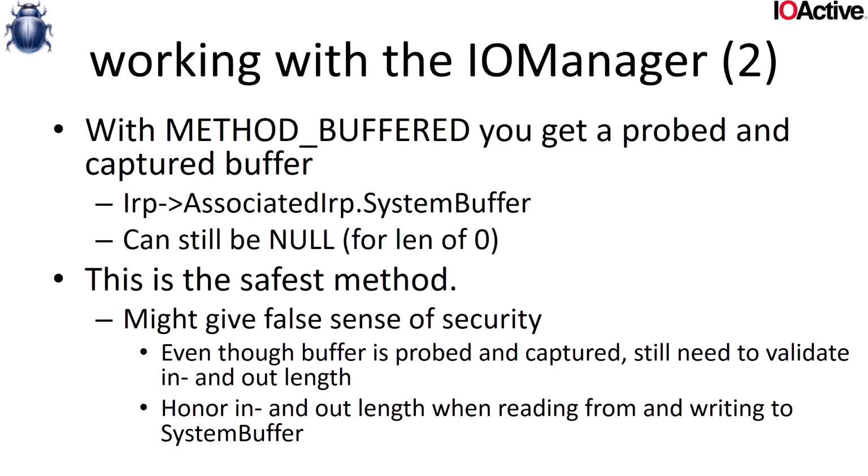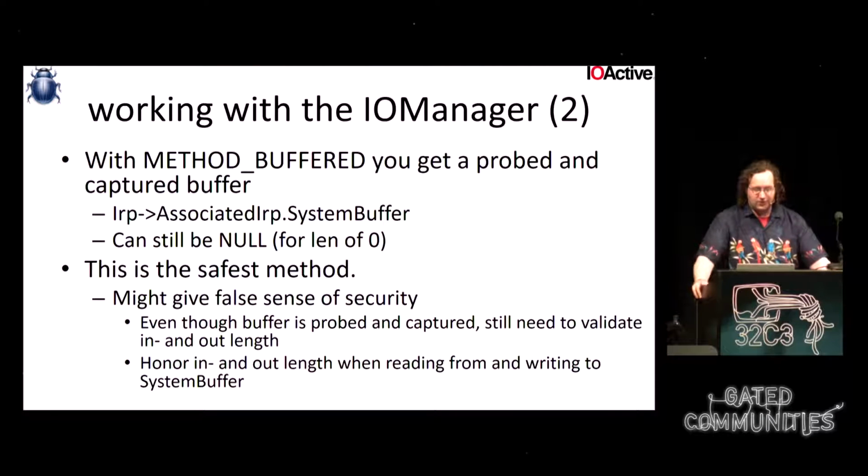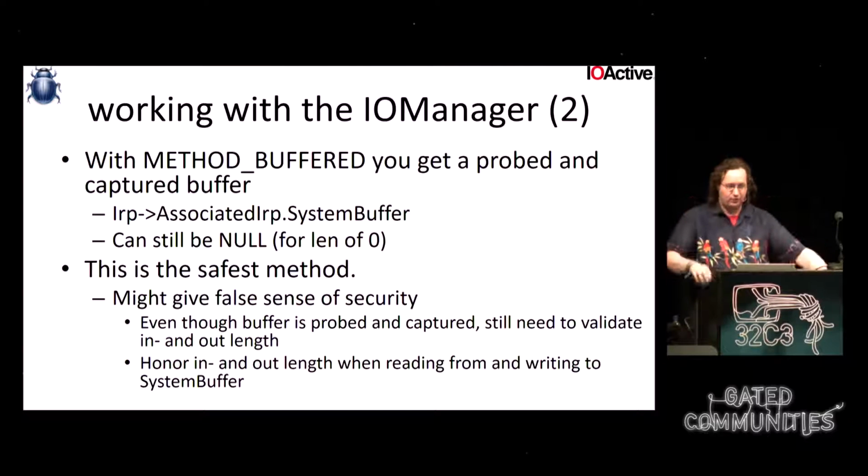So the second problem in the IO manager class is using METHOD_BUFFERED. I discussed METHOD_BUFFERED before, and I said it is the safer option, and it is. But there are still some things you should know. Similar to the MDL address, the pointer you are given from the driver in the IRP for METHOD_BUFFERED is Irp SystemBuffer, and that pointer can also be null. So the first thing you should do is always check to make sure it's not null.